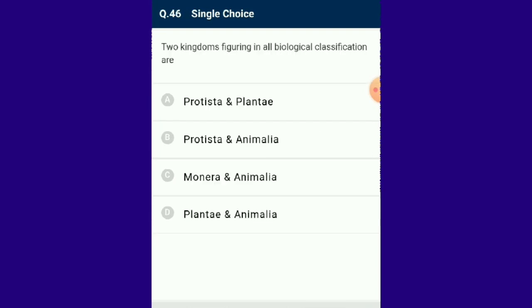Question number 46. Two kingdoms figuring in all biological classification are. In the past, all organisms were divided into two groups, plants and animals. This was also done by Linnaeus. So the answer for this question is option D. Plantae and Animalia are the two kingdoms.